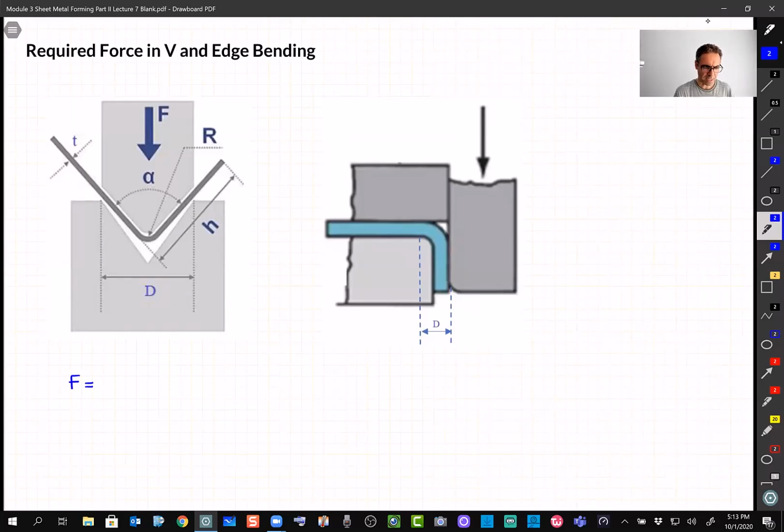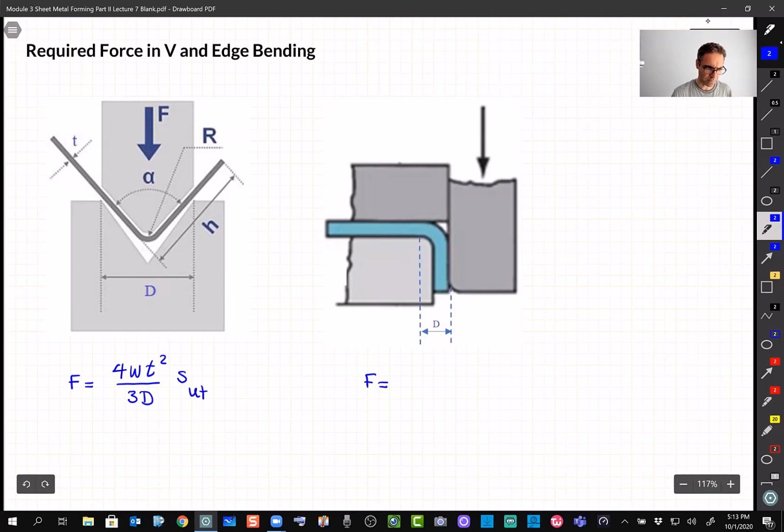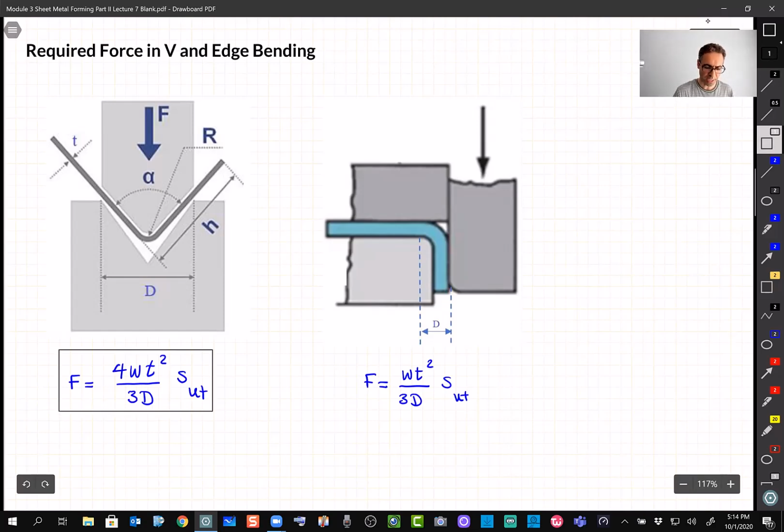So for V bending, F has this formula, 4 W T squared over 3 D, times SUT. And for edge bending, F has this formula. I'll explain the parameters in a moment. W T squared over 3 D, times SUT. So in this formula, obviously, SUT is the material strength, the ultimate strength of the material.